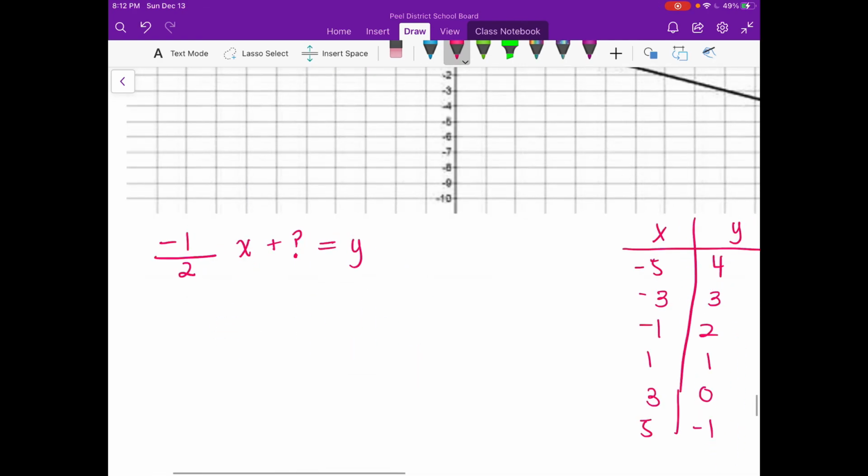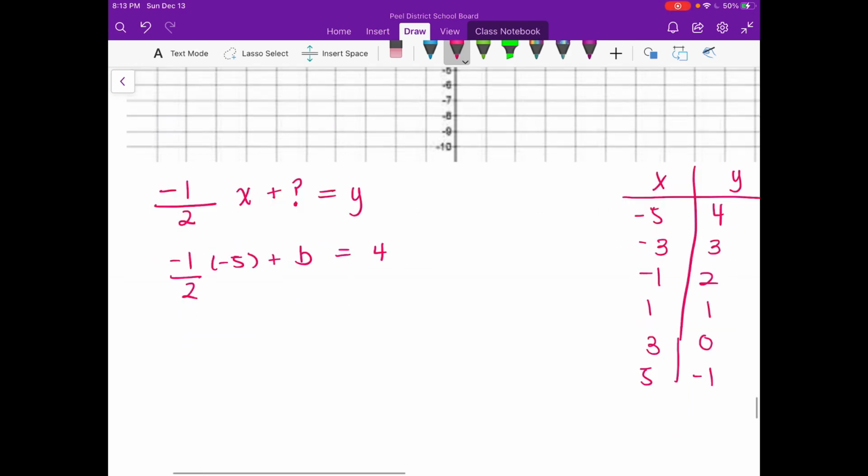Do I have an x and a y that I can plug in here? Yeah, I do. I can say negative 1 over 2. Let's just work with the one that I have, negative 5. Plus, we'll make this b, is equal to y, which is just 4. Now I can find what that b is. Negative 1 over 2 times negative 5. So that's just going to become negative 1 times negative 5 is just 5. So it's going to become 5 over 2 plus b is equal to 4.